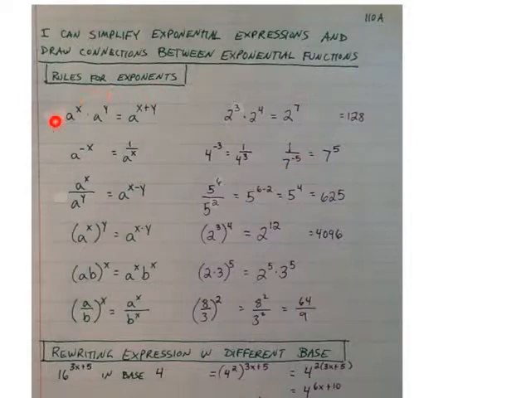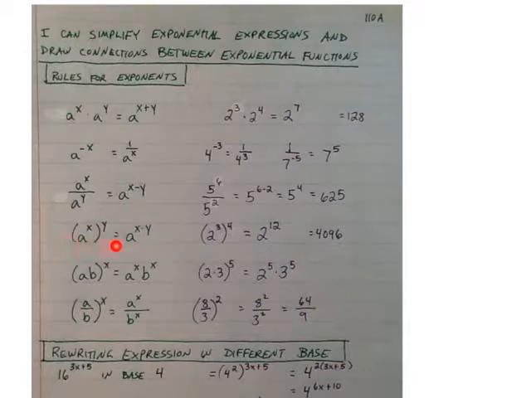We combine the first two rules to create our division rule: if you have a to the x over a to the y, that would be a to the x minus y. I've shown the example here of 5 to the 6 over 5 squared equals 5 to the 6 minus 2, or 5 to the 4th, which is 625.